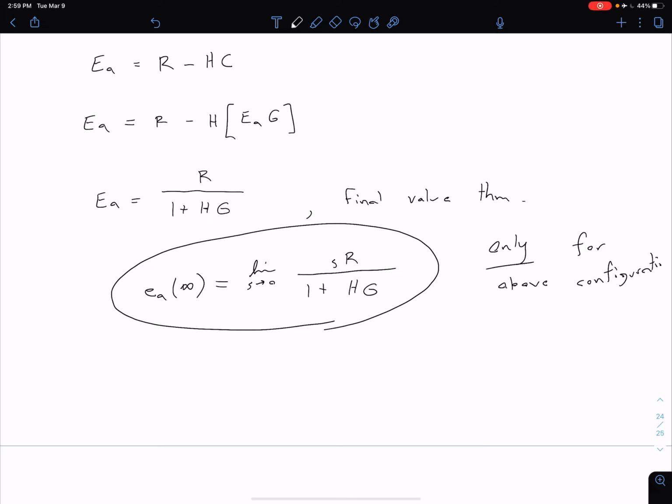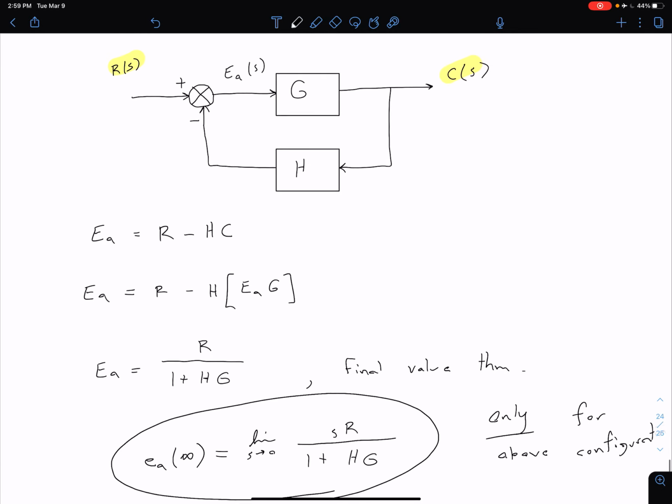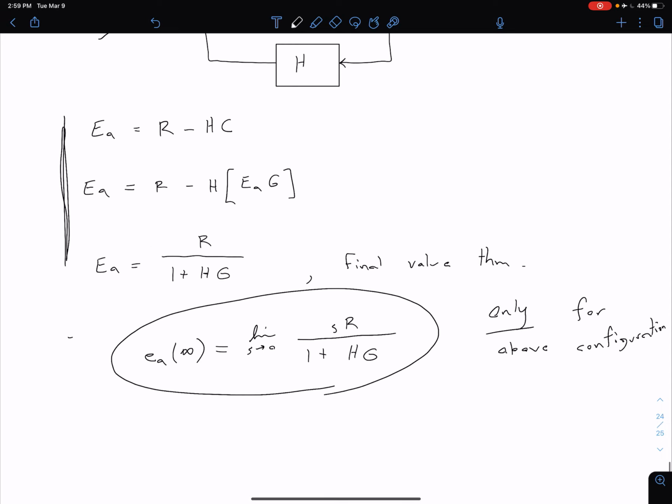So if we have a block diagram that is not in that same configuration, we have a couple options. One is we can use block diagram algebra until we reduce it to something that looks like this. The second option is we can leave the system how it is and redo analysis similar to this to get a different expression for the steady state error in our actuating signal.